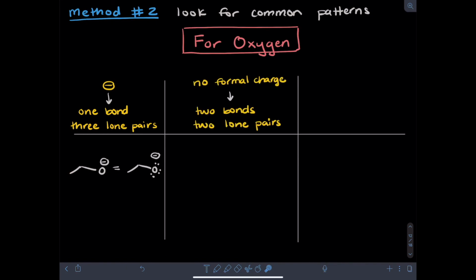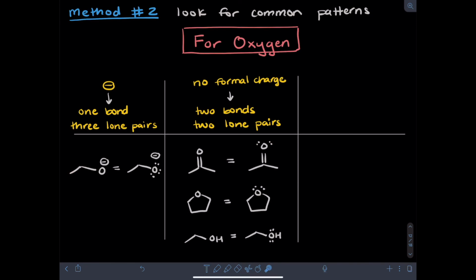If you have an oxygen with no formal charge, it'll have 2 bonds and 2 lone pairs. For example, the 2 bonds could be a double bond to a carbon. The oxygen could be attached to 2 separate carbons, or your oxygen could be attached to a carbon as well as a hydrogen. In all of these cases, you have 2 bonds and 2 lone pairs because you have no formal charge on oxygen.